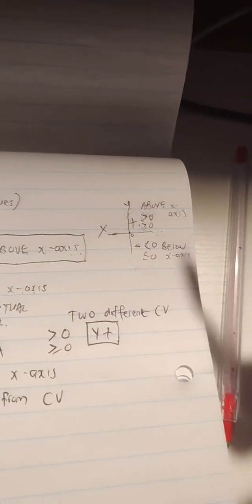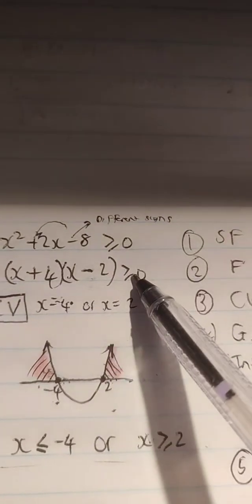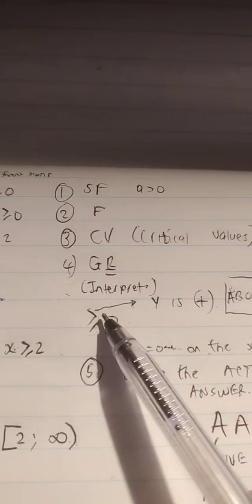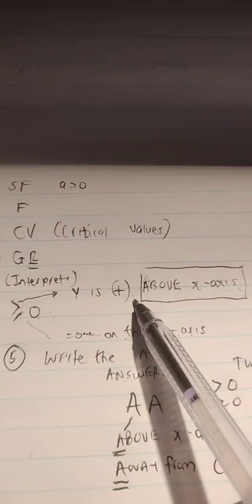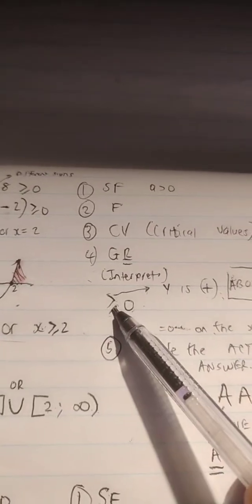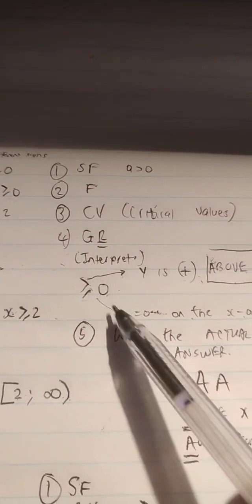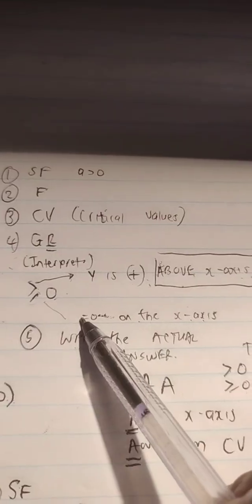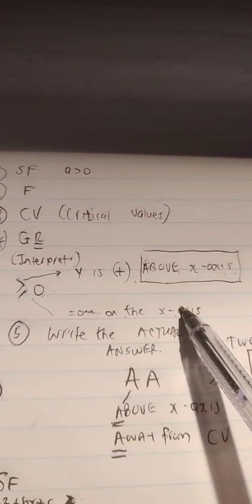Okay. So then, to interpret this, greater than 0 means y is positive. Where is y positive? Above the x-axis. Equal to 0. This part of equal to 0 means what? It means equal to 0 means on the x-axis.